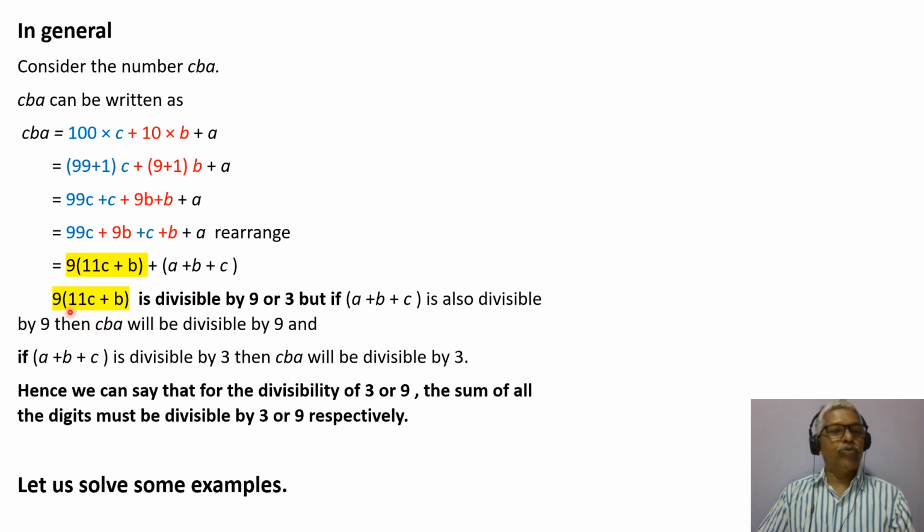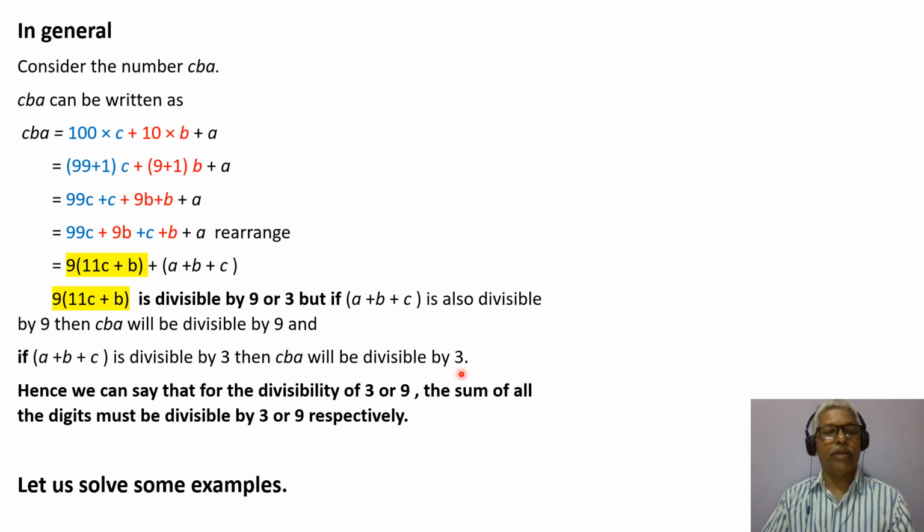The 9 into bracket 11C plus B is divisible by 9 or 3. But if A plus B plus C is also divisible by 9, then CBA will be divisible by 9. Got it? If the addition of the digits is divisible by 9, then the whole term will be divisible by 9. That whole term actually represents this CBA. Okay. And if A plus B plus C is divisible by 3, then CBA will be divisible by 3.